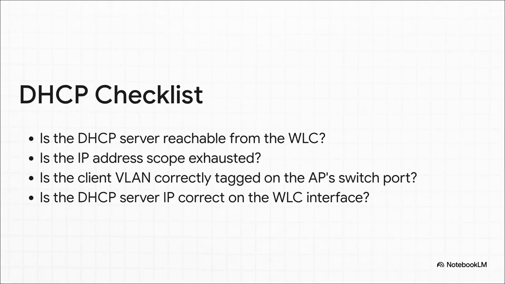So, where do you even start to fix this? Here's your quick checklist. First, can the WLC even reach the DHCP server? Just a simple ping can tell you that. Second, check your DHCP scope. Is it possible you've just run out of IP addresses for that network? And here's the big one, especially for FlexConnect. Did you remember to correctly configure the switch port the AP is plugged into? It needs to be a trunk port that allows the client's VLAN. A simple mismatch right there is a super common culprit.